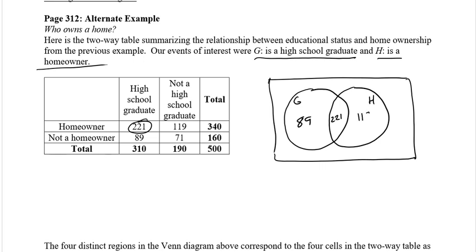And then there are 71 people that neither own a home nor are they a high school graduate. That number goes out here in the sample space because it doesn't fit into either circle. So that's what our Venn diagram would look like for this particular application.